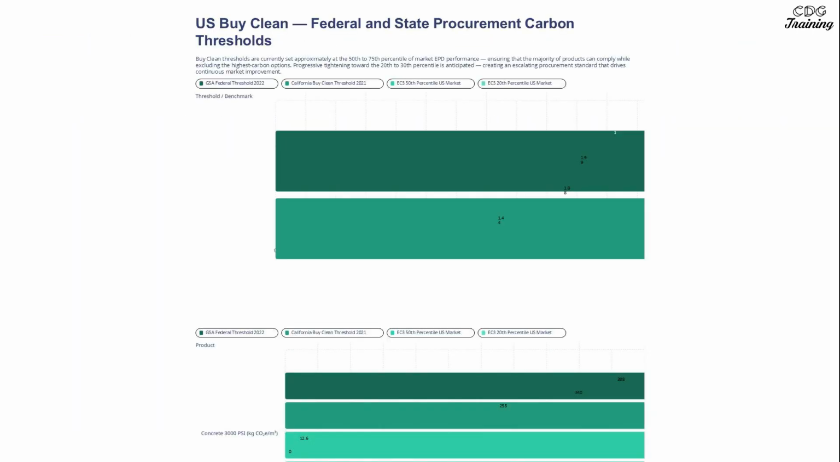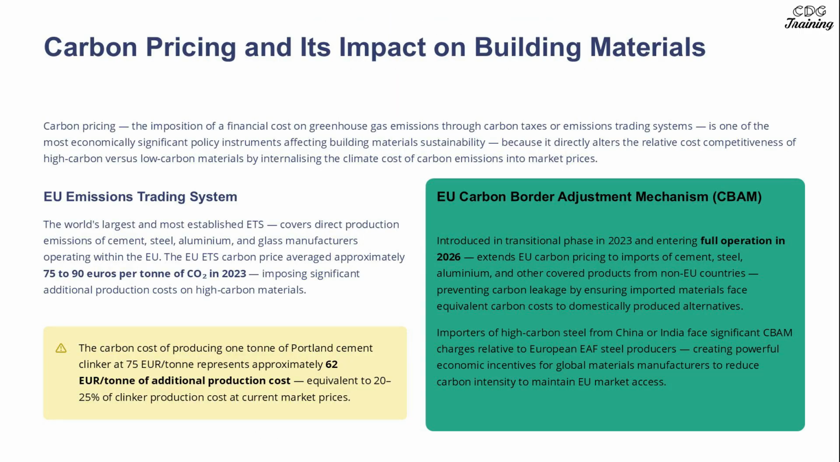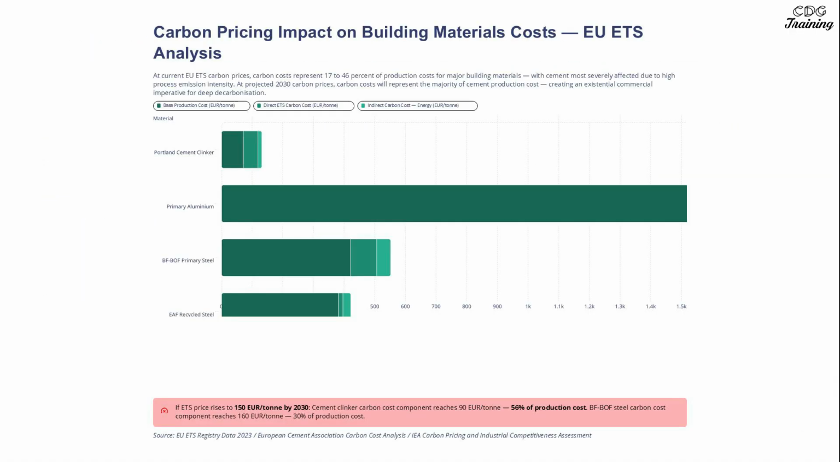U.S. Buy Clean thresholds are set to ensure the majority of products comply with carbon intensity standards, promoting sustainable procurement and market transformation. Carbon pricing is a critical tool in reducing greenhouse gas emissions, affecting the competitiveness of high-carbon versus low-carbon materials. The EU emissions trading system and the Carbon Border Adjustment Mechanism are key components in this strategy. An examination of EU ETS carbon prices reveals significant impacts on production costs for major building materials, creating a commercial imperative for adopting low-carbon alternatives.